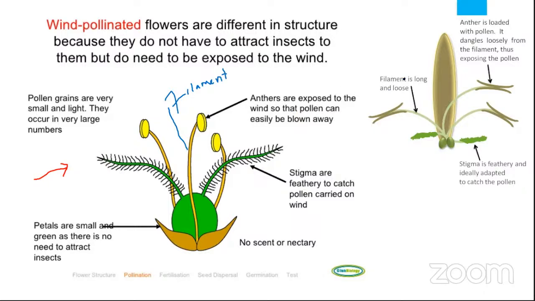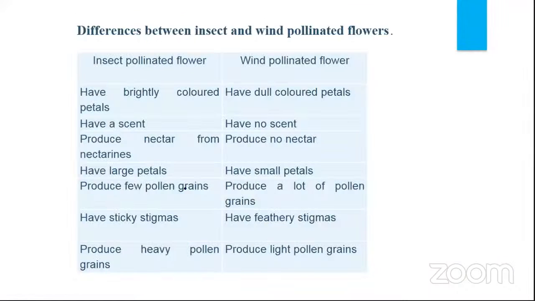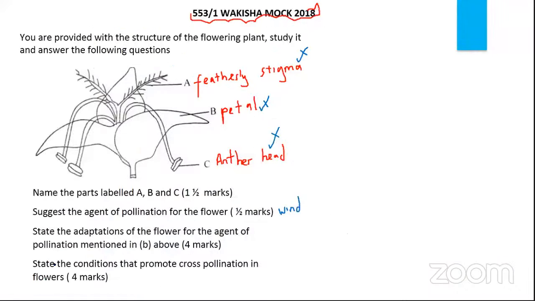You see, a filament is long and loose. Anther is loaded with pollen grains. It dangles loosely from the filament, thus exposing the pollen, okay? Stigma is feathery and ideally adapted to catch pollen, okay? Petals are small and green, so there is no need to attract. Now this one may not be an adaptation so far, so I first look at those which are very clear.